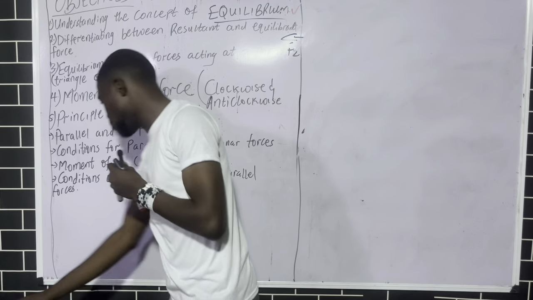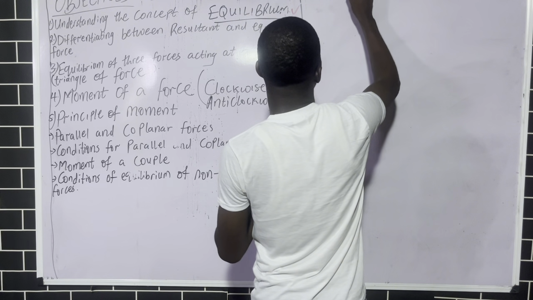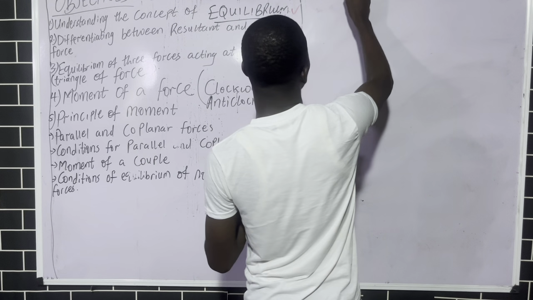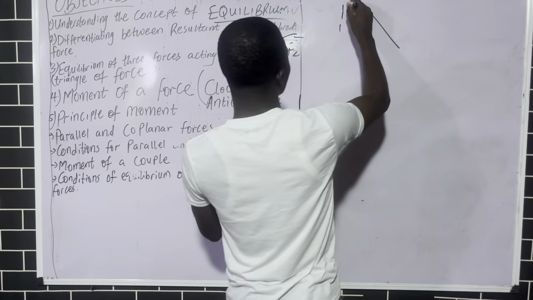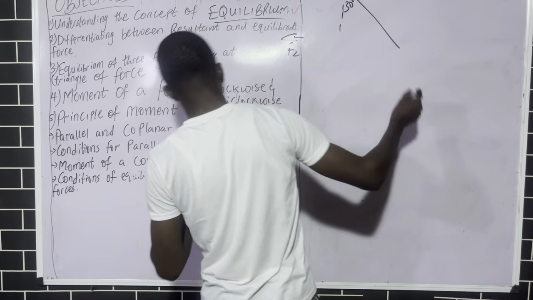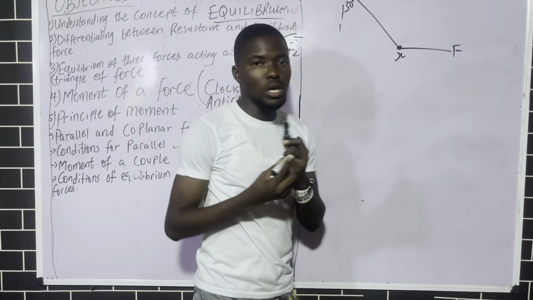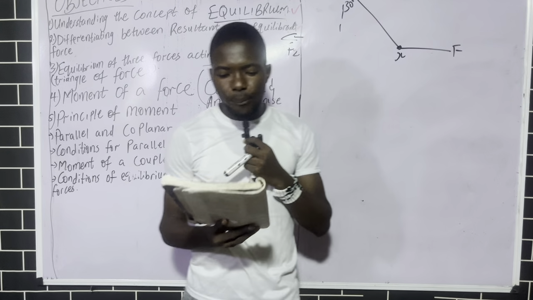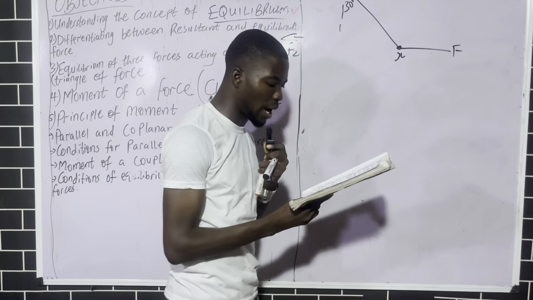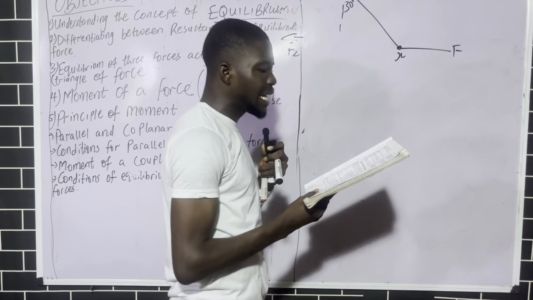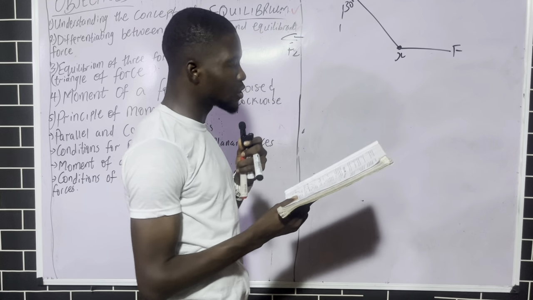So let's look at 2 examples. Now look at this particular example they gave me here. I'll draw the diagram, and I'll read the question. This is how the diagram will look. 30 degrees, X, F. Now listen to the question. The question says, a body X shown in the diagram has a mass of 6 kilograms, and is held in equilibrium by a string and a horizontal force F.